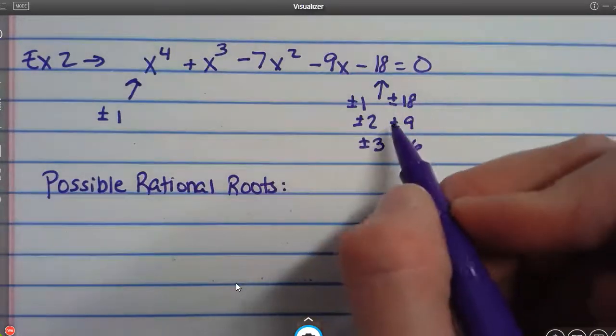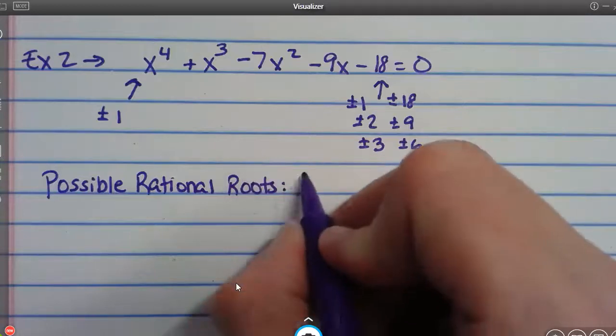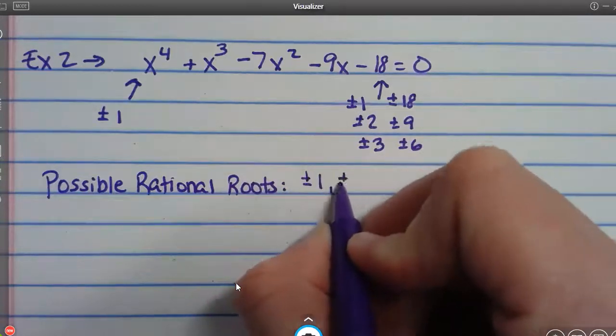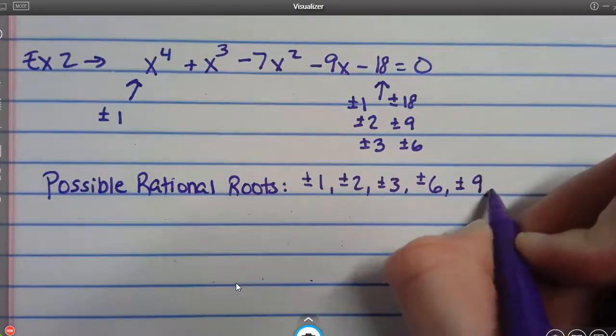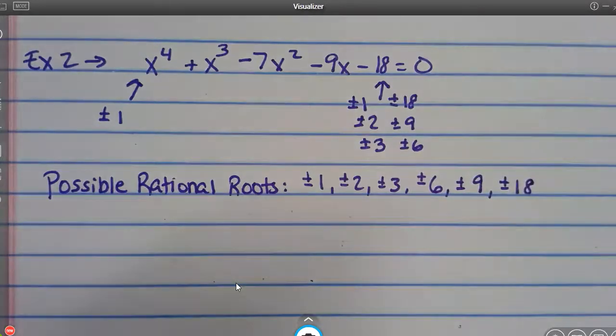And that's these guys, all over 1, so that works out pretty nicely. And I'm just going to list these in order. 1 over 1, 2 over 1, 3 over 1, 6, 9, and 18. Few more possibilities here for us. We're going to pick one of them. We're going to try to do our synthetic division and hope that the one that we picked is the right one, that it'll actually work.